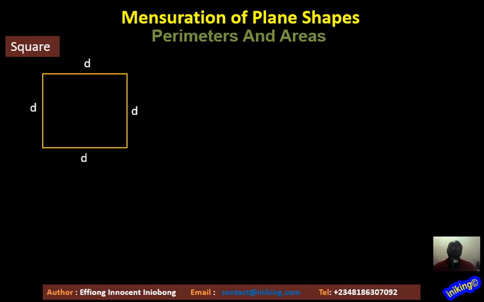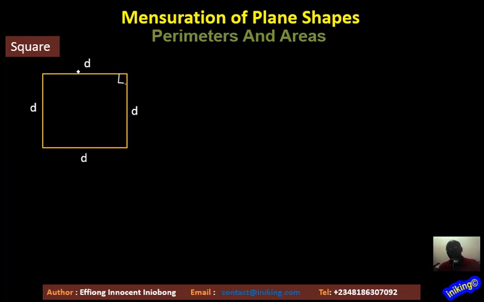In a square, just like a rectangle, all the interior angles are equal. That is, all the interior angles are 90 degrees. Now our concern is on the perimeter and area.